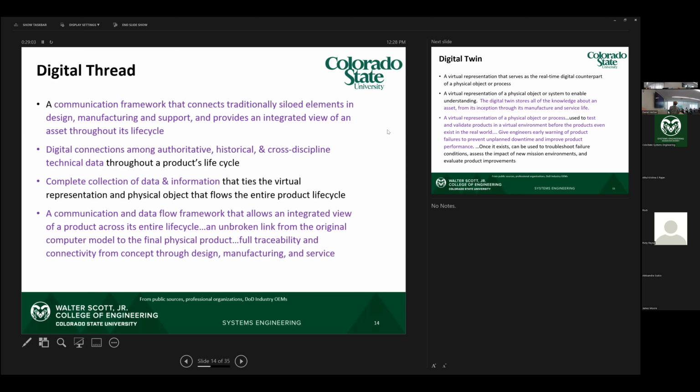So in my definition, this is an unbroken link from the original computer model to the final product, and you do it before it actually gets manufactured. So you model the manufacturing. You model how you're going to do everything, and you keep it together.